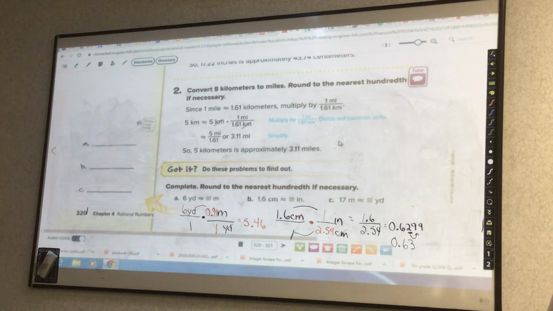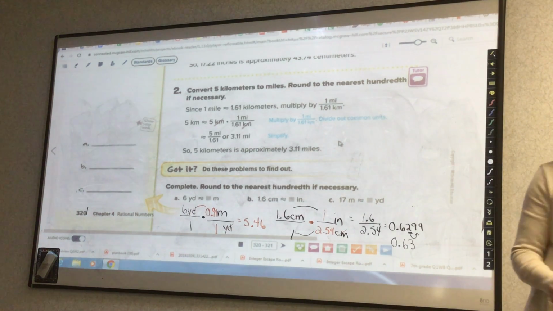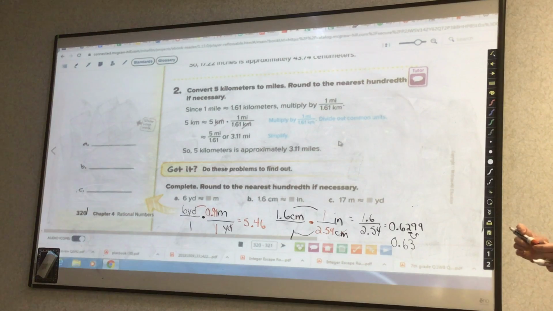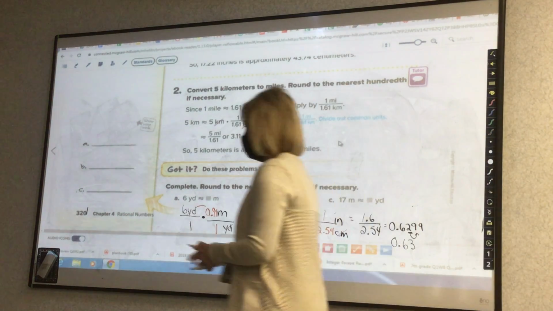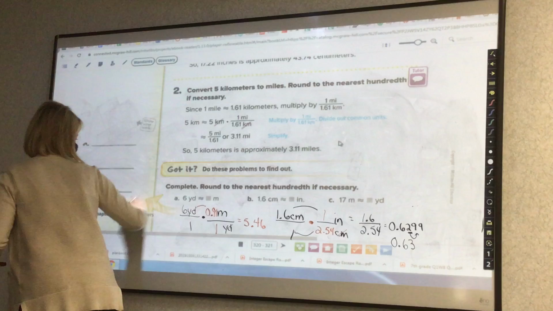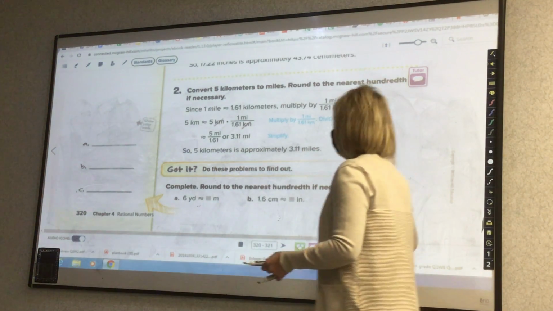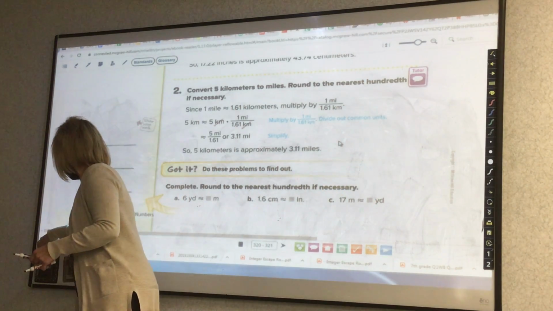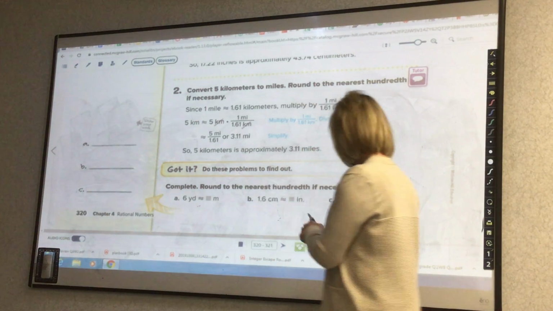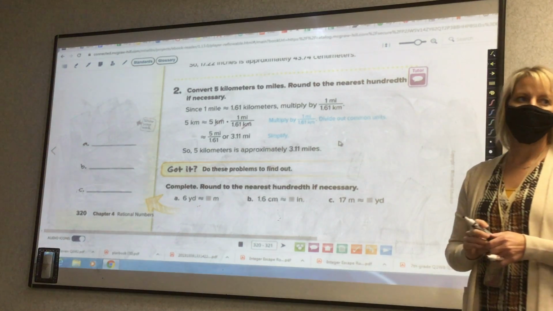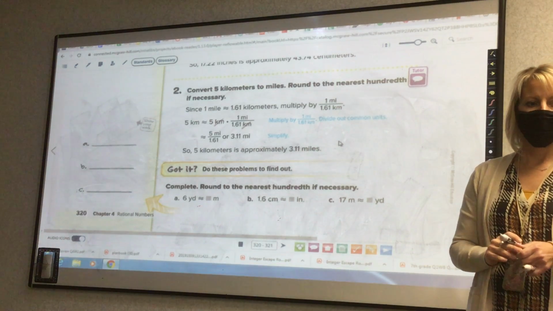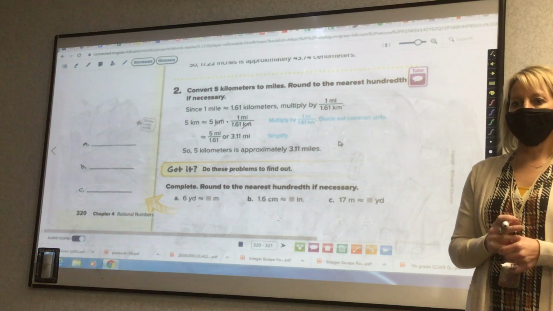Take a second and you try to just set up part C. You have to use your chart. Just set it up.